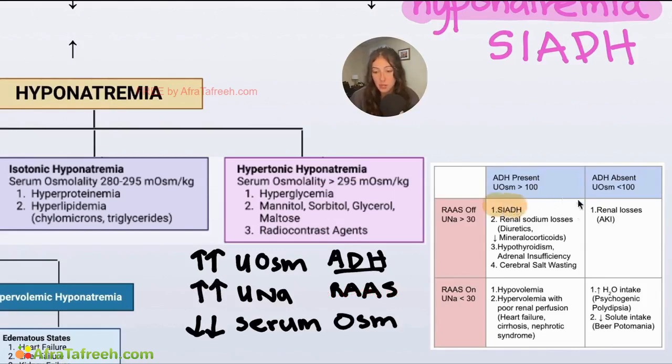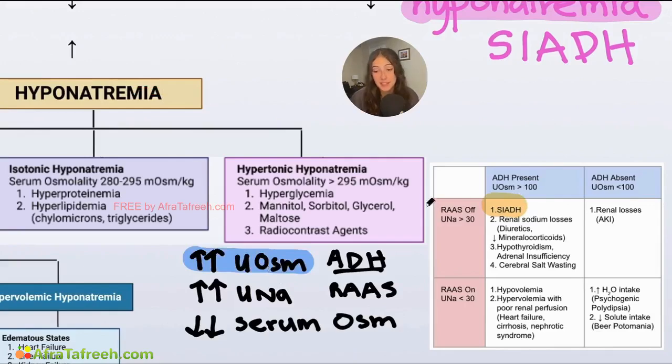So our urine sodium is going to be increased because our RAAS is inactive. And if we look over here on our chart, you can see that SIADH is in this first box with our ADH present in urine osmolality over 100. So that checks out. Our urine osmolality should be increased. And then our RAAS system is off and urine sodium should be greater than 30. Yep, our RAAS system is off, so our urine sodium was also increased. So this table is a great way for you to help verify if what you're thinking through with the pathophysiology is actually checking out with these lab values.